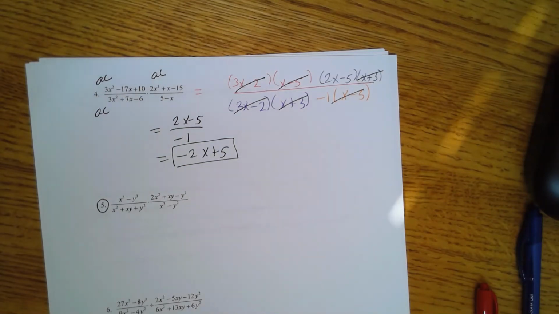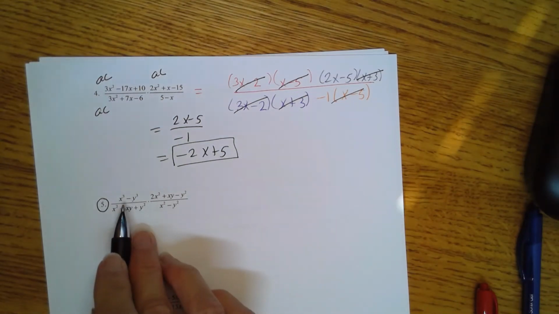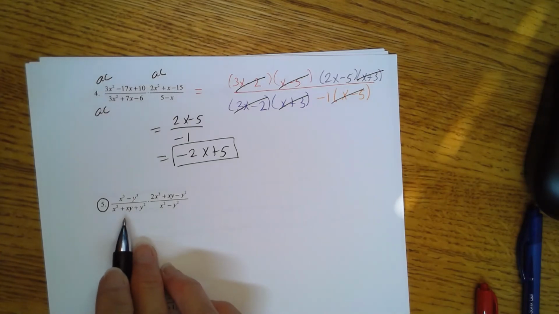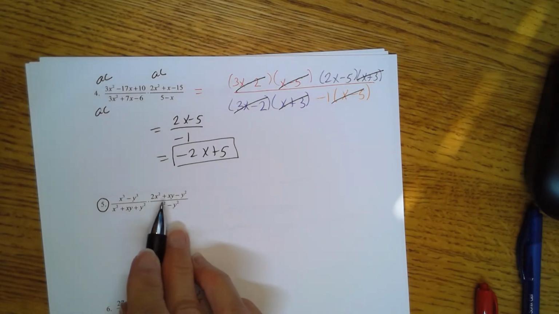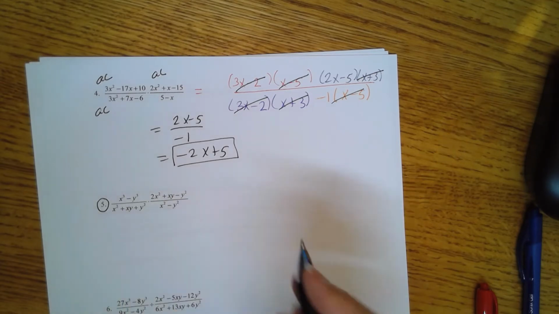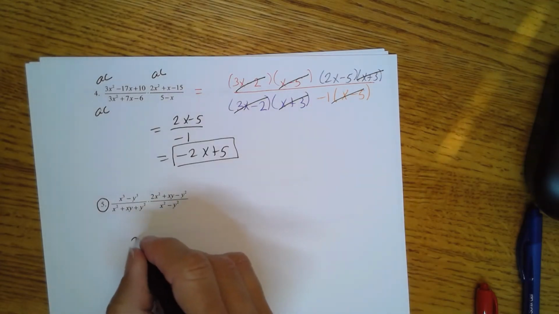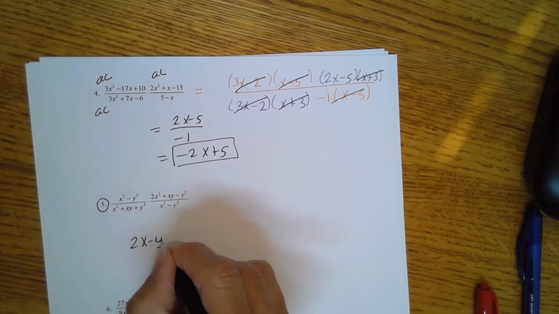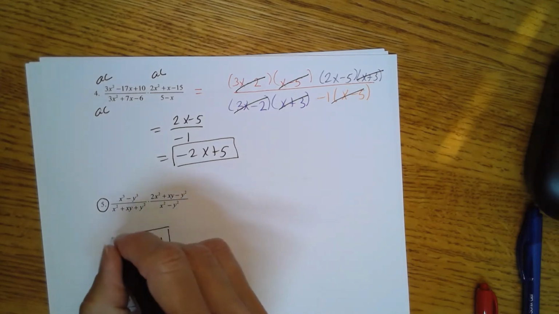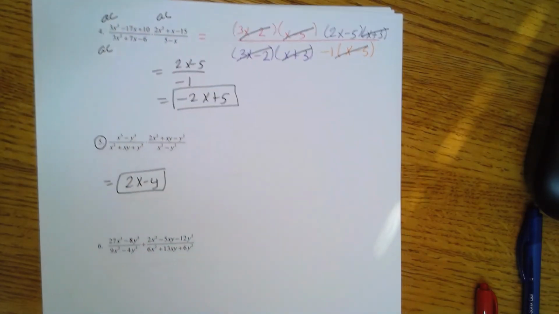So number 5, I'm going to let you do this one. I'll tell you this is your cubes formula. This is just your C method. This is your AC method. And this is your difference of squares. Show all the work and your answer should turn out to be 2x minus y. So see if you can get to that answer by doing the factoring.